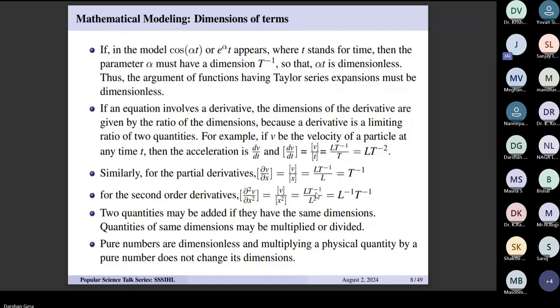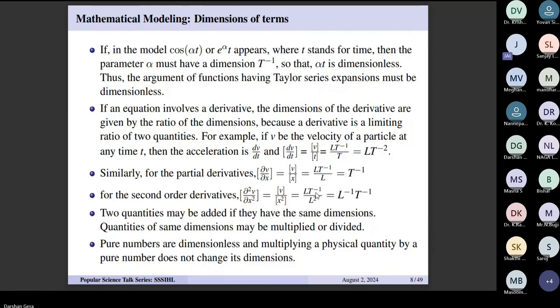Suppose you have any term which is the argument of any function which has a Taylor series expansion, like cos alpha t, then the argument should be dimension free, right? There should be no dimension of the argument. Like alpha t: if t is time, its dimension is T, so alpha must have dimension of T inverse. Otherwise, it will change the power and you will be in trouble.